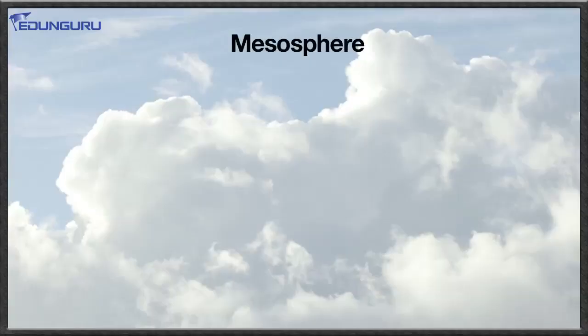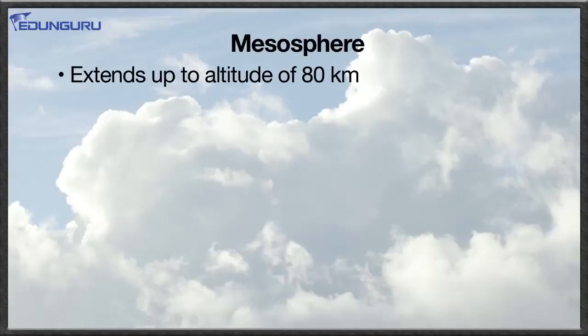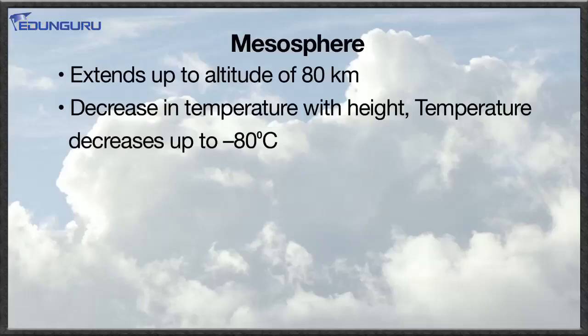Now, beyond stratosphere, let's talk about the mesosphere. The mesosphere extends up to the height of 80 kilometers. But very interestingly, as we move upward in the mesosphere, the temperature again decreases. In that layer, the temperature can be as low as minus 80 degrees Celsius.